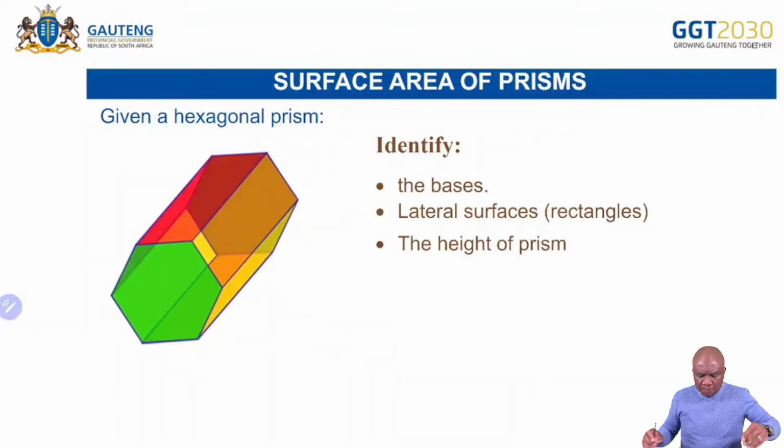It's very easy. Identify the bases. I think we have talked about the bases a lot. What about the lateral face surfaces? And then the height of the prism. That is very, very important. We need to understand especially the height of the prism, because we may have the height of the base. There's a difference between the height of the base and the height of the prism.